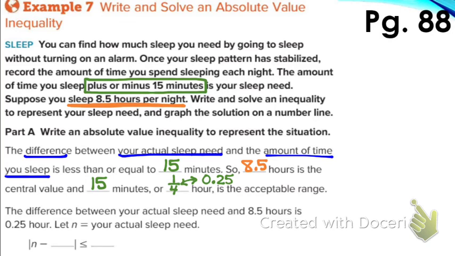The difference between your actual sleep, we're going to let n be the actual sleep, and 8.5 hours is 1/4 of an hour. So n minus 8.5 is less than or equal to 0.25. So far, so good?